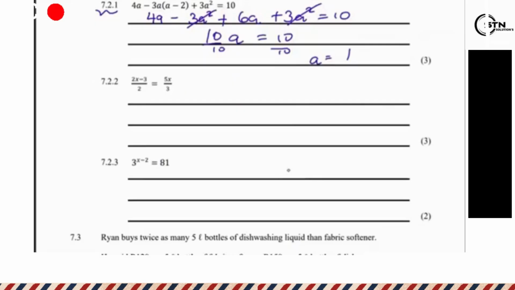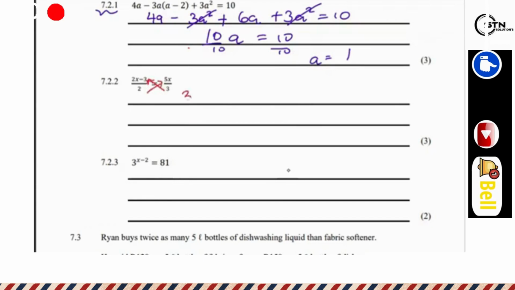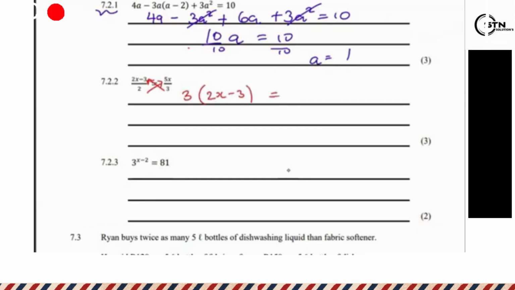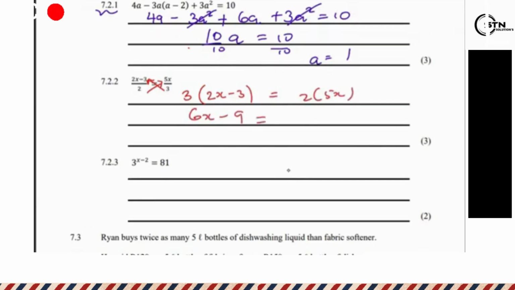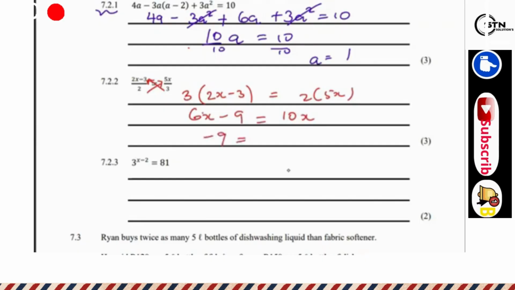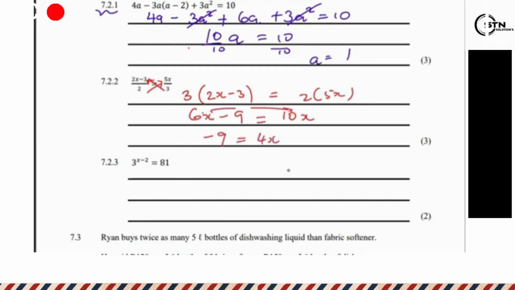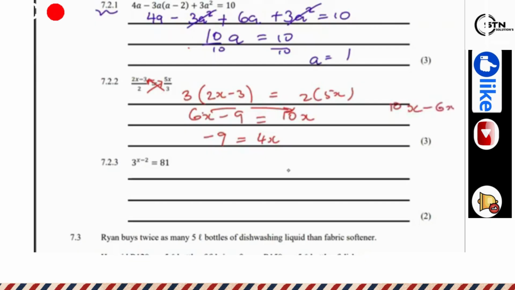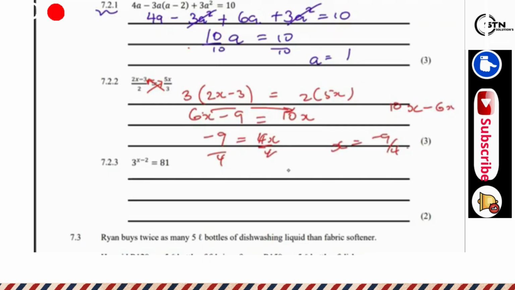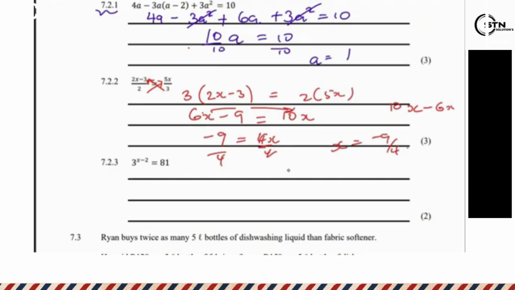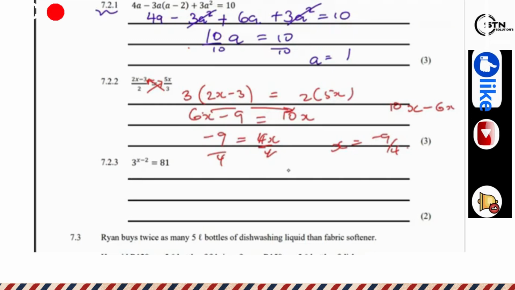Then if we have fractions involved, we can do the crisscross, this, and then that. So 3 into 2x minus 3 is equal to 2 multiplied by 5x. That's going to be 6x minus 9, giving me 10x. I'll move the 6 to that side. So negative 9 is equal to 4x, because now this is going to be a subtraction, 10x minus 6x. Then I'll divide both sides by 4, meaning that my x is going to be negative 9 over 4. If you want, you can always leave that answer as a decimal, but we prefer to have it as a common fraction.